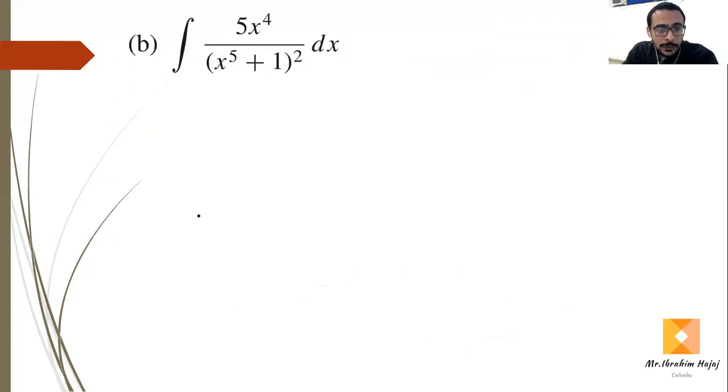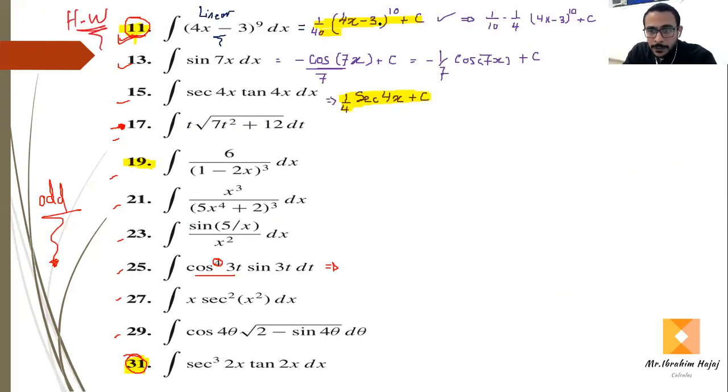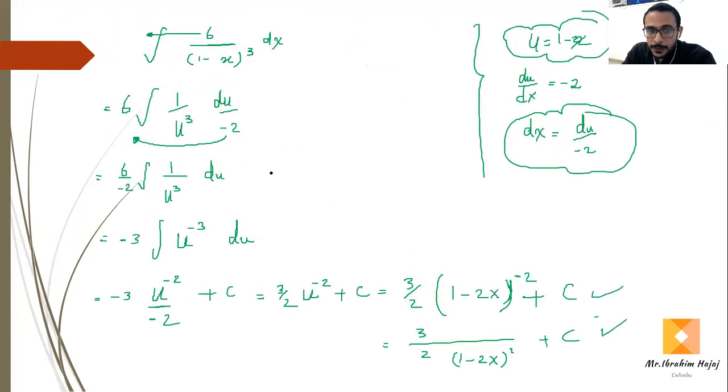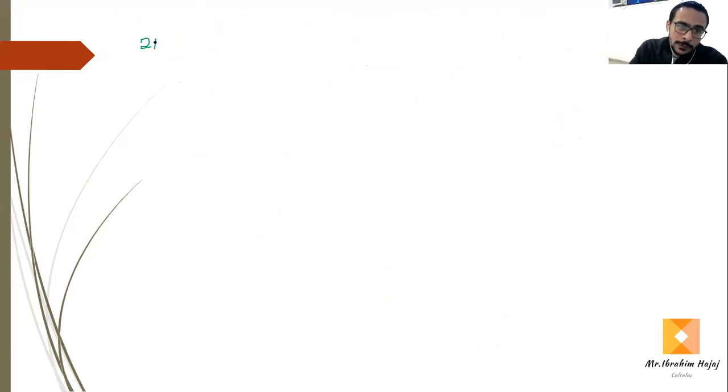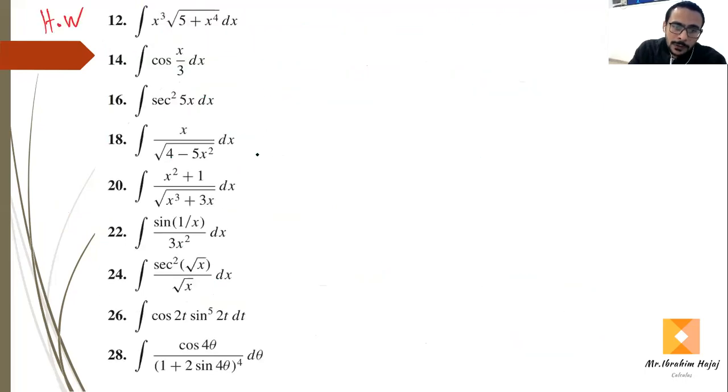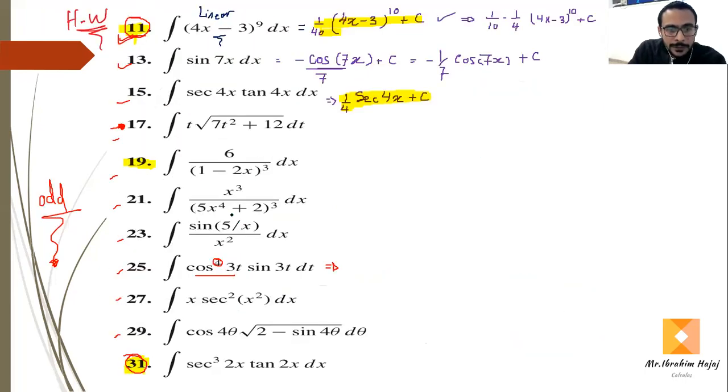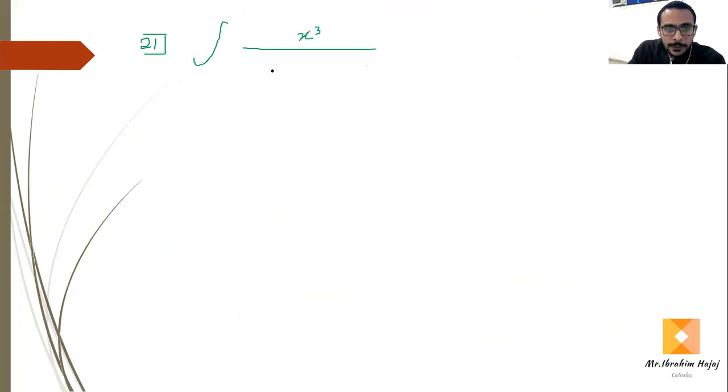Question number 21: the integral of x cubed over 5x to the power of 4 plus 2, and this all to the power of 3, dx.